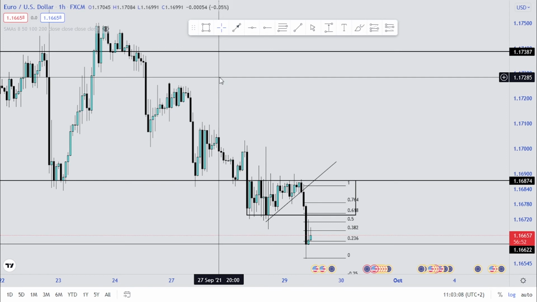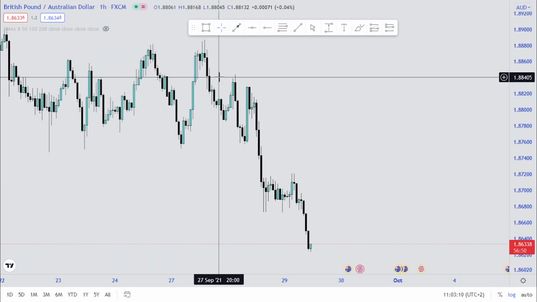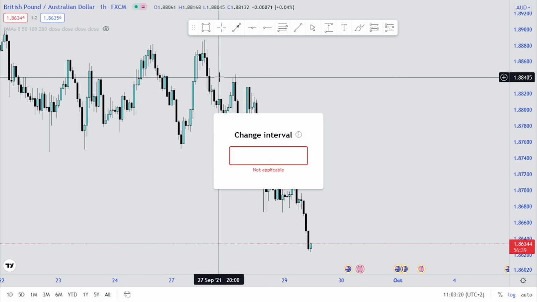So let's jump into our last and final pair, guys. This is my final pair, and I'm going to break it down for you guys. This is GBPAUD, also known as GBP Aussie dollar.